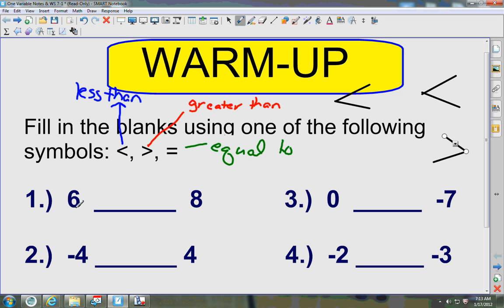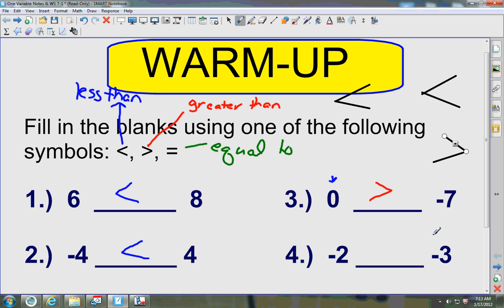So right here, 6. What is 6 compared to 8? Well, 6 is smaller than 8. 6 is less than 8. Looking at number 2, negative 4. Is negative 4 bigger than 4? Is it equal to 4? No, it's less than 4. Next one over here, I have 0 and negative 7. Which number is larger? The 0 is larger. That's going to be my greater than.